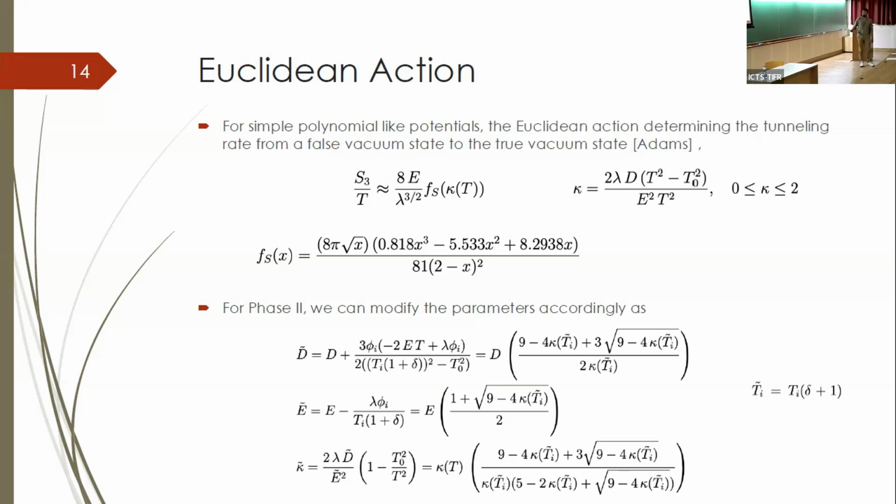And similarly, you can define the new parameter kappa tilde, and this can also be expressed in terms of the kappa parameter times a function of kappa of Ti tilde. So now, this means that we have this Euclidean action for phase 1, phase 3, as well as phase 2 in terms of our model parameters, as well as the amount of energy injected.